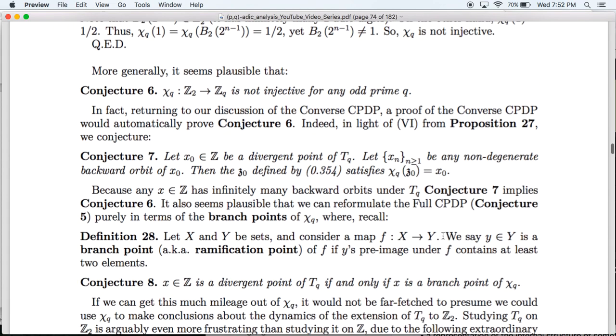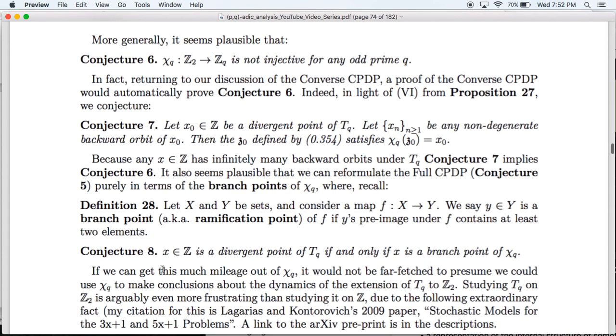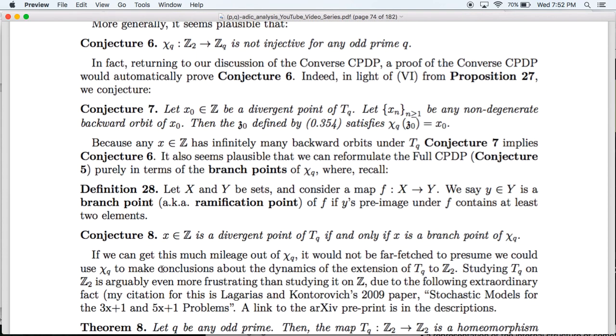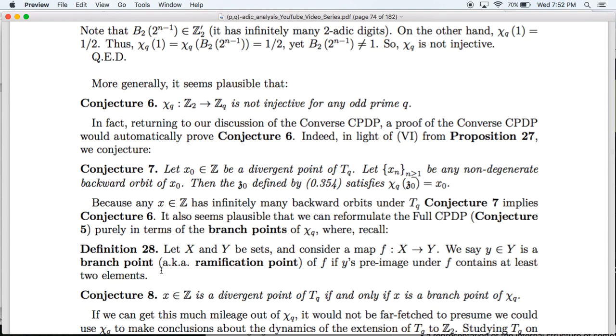So to remember, given two sets x and y and a map f from x to y, we say y is a branch point or ramification point of f if the preimage of y under f contains at least two elements. My conjecture then is as follows. x is a divergent point of tq if and only if x is a branch point of chi q. And again, the idea here is that for every possible backwards orbit, we get a different input which chi q sends to our divergent point.